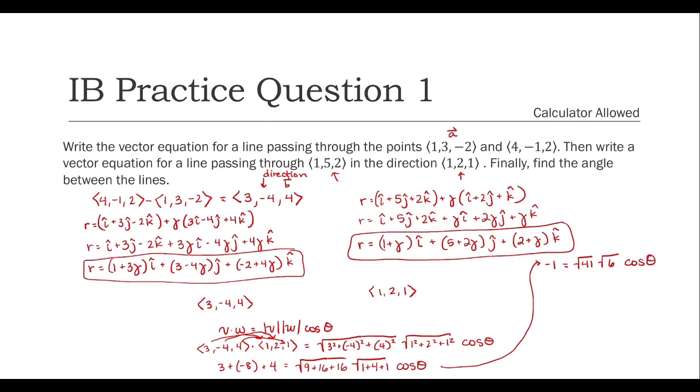We'll divide by the square root of 41 times the square root of 6 and take the inverse cosine of that. So we'll have the cosine inverse of negative 1 over the square root of 246, and that'll equal theta. So theta is approximately 93.7 degrees. So the angle between the lines is 93.7 degrees.